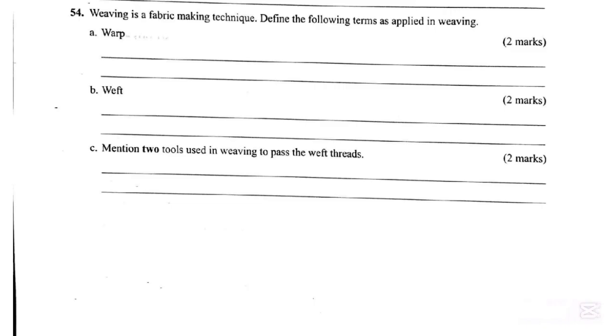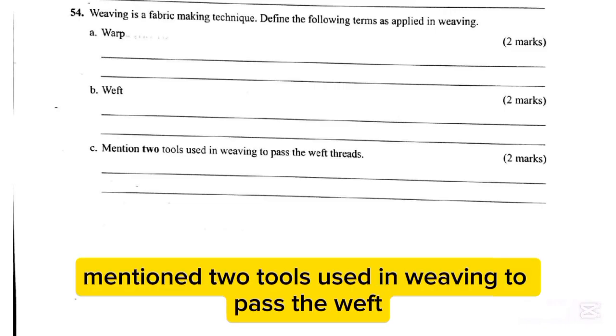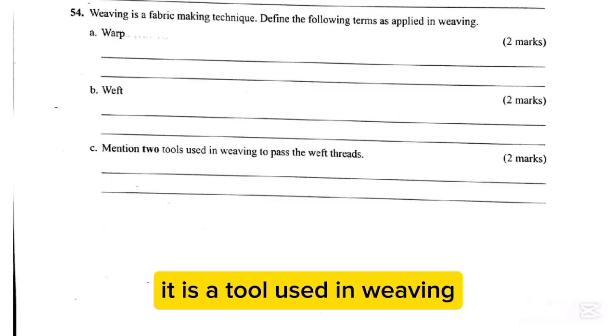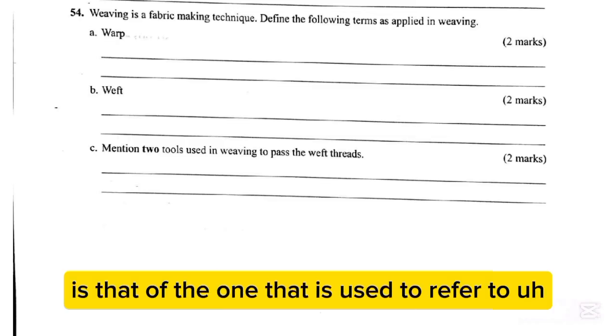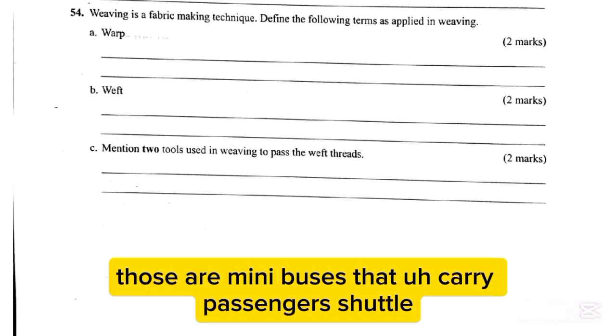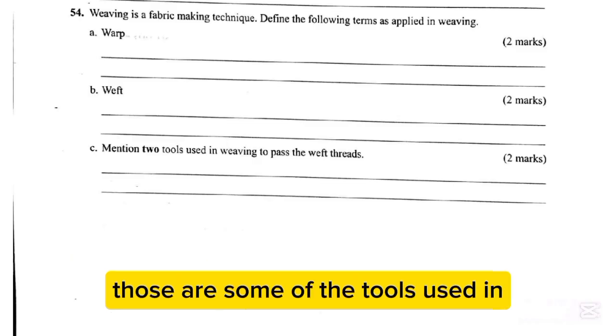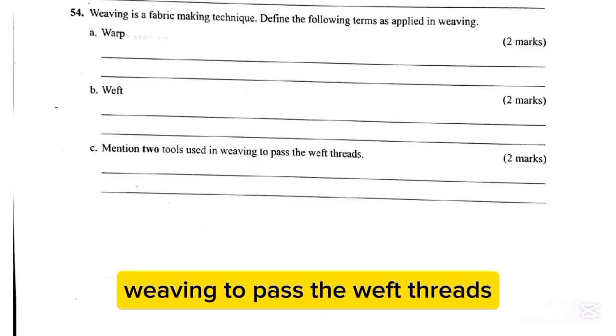Then part C, mention two tools used in weaving to pass the weft threads. One of the tools is the shuttle, and not a bus. It is a tool used in weaving, but the spelling is that of the one used to refer to those minibuses that carry passengers. Then we have a stick, we have a needle, and we have a bobbin. Those are some of the tools used in weaving to pass the weft threads.